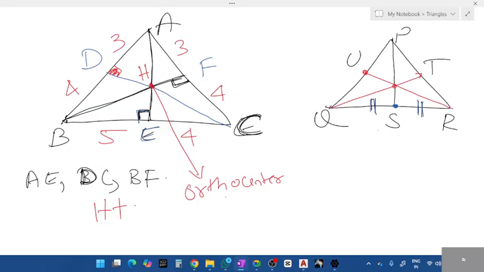Okay, what are the other concepts you'll have? That's it. Congruency is the next one.